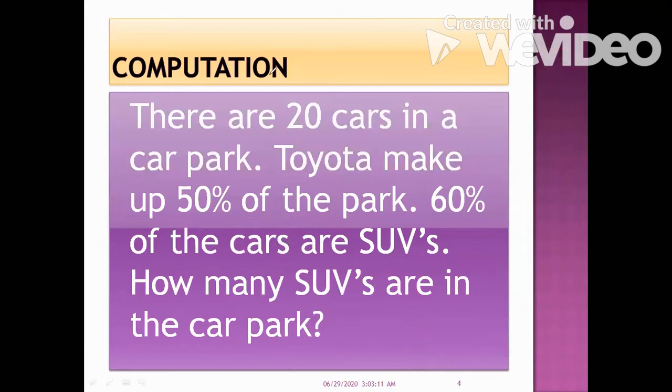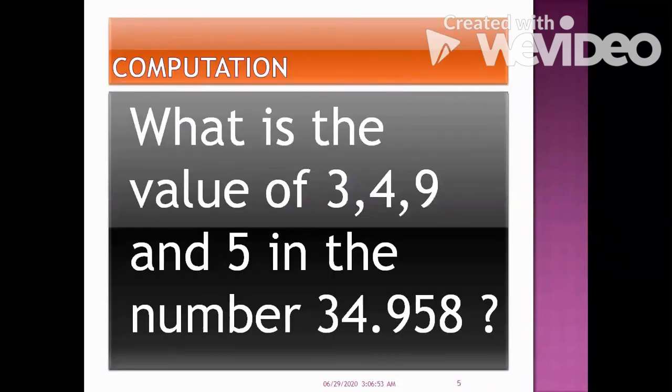Alright, moving on quickly. Let's see if I can cover ground here. This question is actually asking us four questions. It says, what is the value of 3, 4, 9, and 5 in the number 34.958?